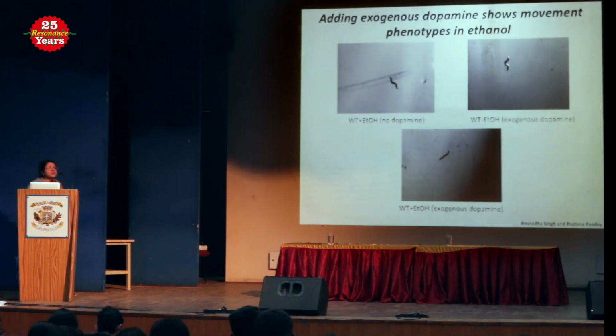It could be maybe there is more dopamine. That is what is allowing this to happen. And how did we do that? We did a very simple experiment. We gave the worm dopamine and we also gave the worm ethanol. So we gave it both alcohol as well as dopamine and we wanted to see what happens.